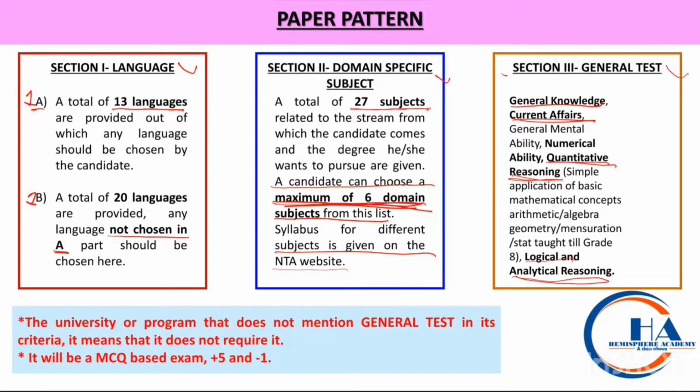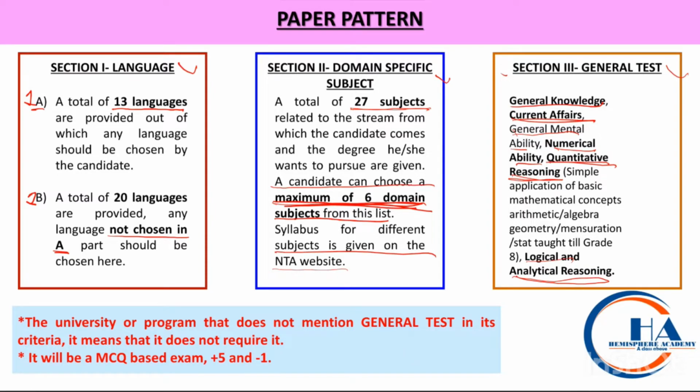So the syllabus of the general test is basic, and it's quite general in form, because the only drawback of a general test is that their syllabus is not really fixed. General math ability, numerical ability, simple application of basic mathematical concepts like arithmetic, algebra, geometry, mensuration, stats taught till grade 8th, along with logical and interpretation reasoning.